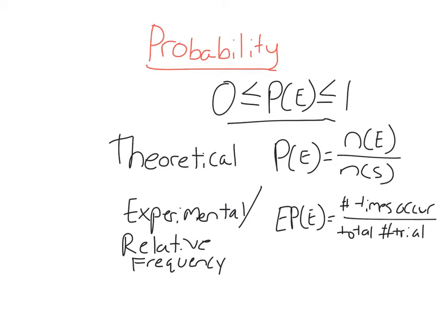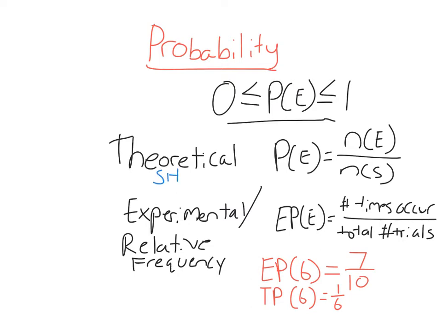So for example, if I roll a die, and let's say I do this 10 times and I get 7 6s. So in that case, the experimental probability of getting a 6 happens 7 out of 10 times, so it's just 0.7. But the theoretical probability, that would still be 1 over 6. So hopefully we can see from this, the experimental probability and the theoretical probability are not necessarily equal. So theoretical probability is what should happen, and relative frequency or experimental probability is what actually happens.